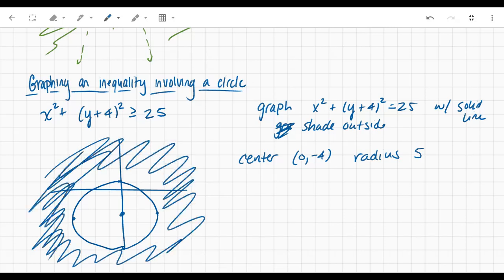Just like that. Okay, and again, if it had been greater than, rather than greater than or equal to, we would have used a dashed line. If it would have been less than, we would shade inside. Okay.